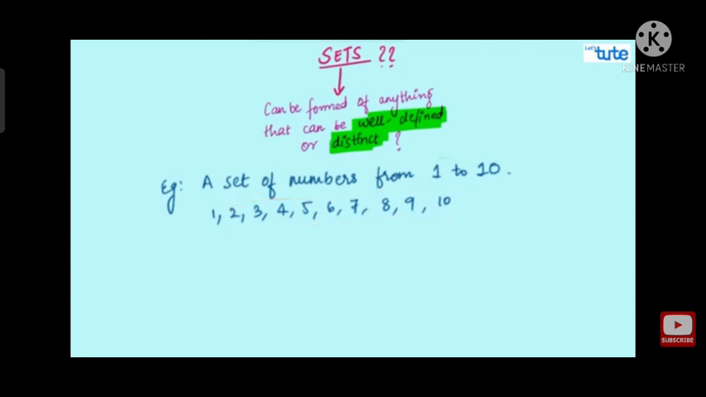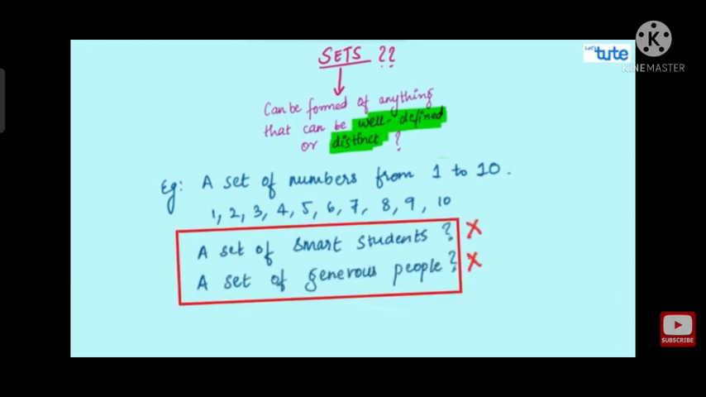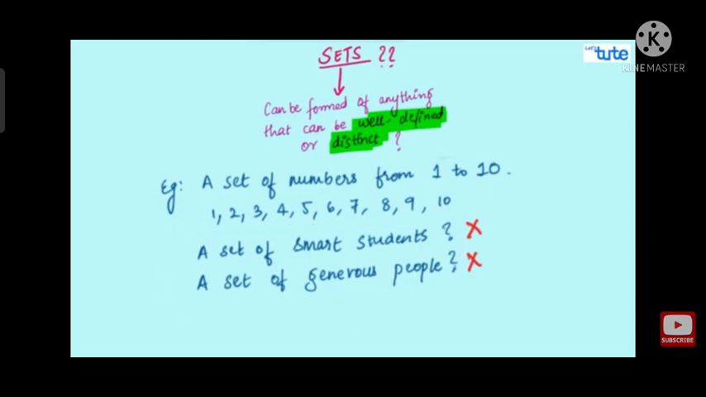Let's consider another example: a set of smart students or a set of generous people. Can this be considered a set? No, not exactly, right?